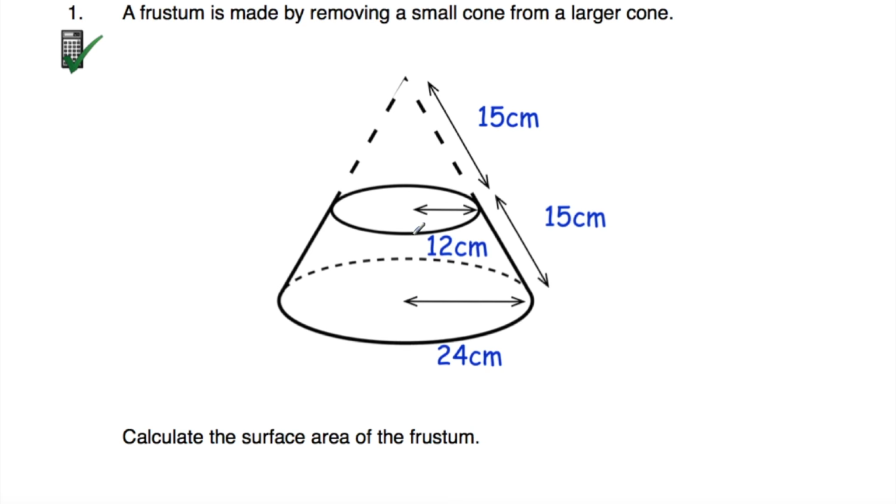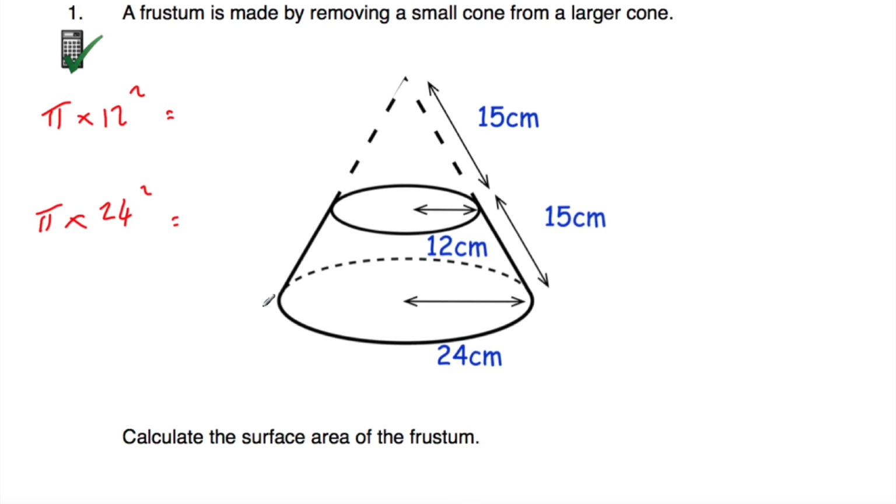To find the area of the two circles, that's quite straightforward. We're going to be using pi r squared for that. So we're going to do pi times the radius squared for the circle on the top. So it'll be pi times 12 squared. That's the area of the circle on the top. In terms of the area of the circle on the base, that's going to be pi times the radius, which is 24, squared. And that'll give us the area for the circle on the base.